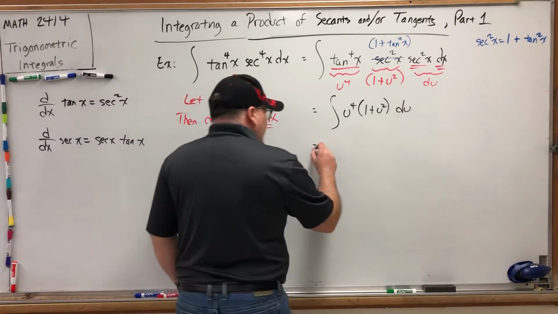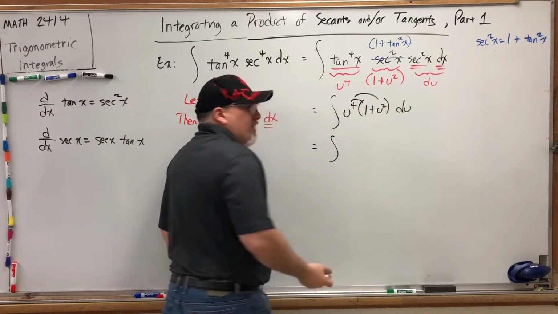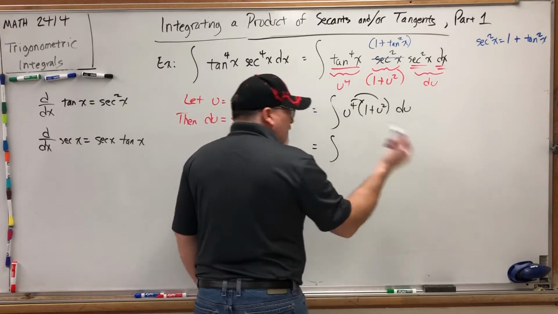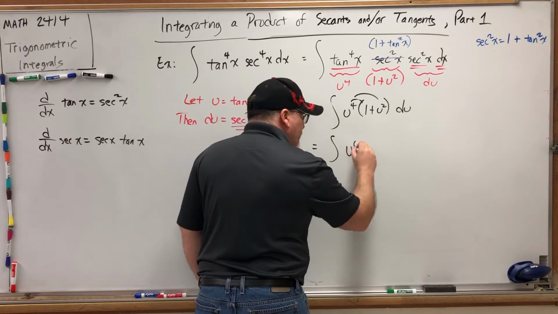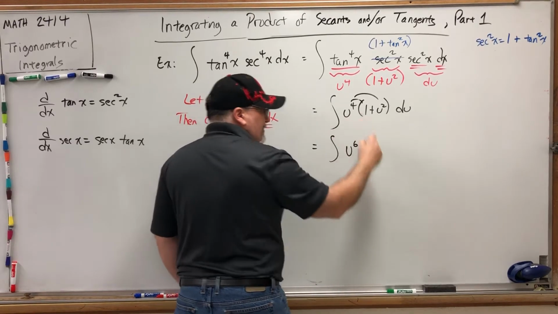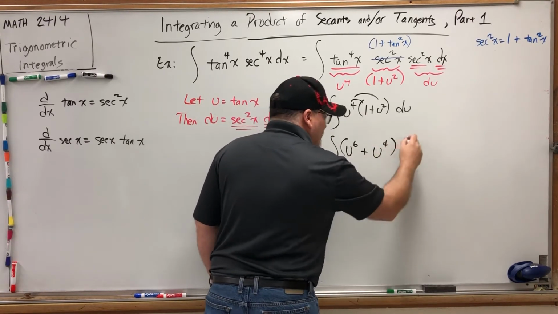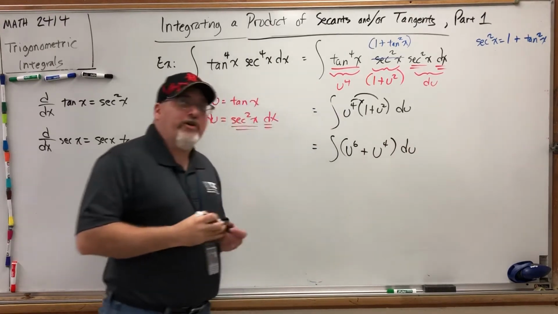This is easy. I just have to distribute the u to the 4th to both halves of the addition problem. And I'm going to put it in highest to lowest power. U to the 4th times u to the 2nd is u to the 6th, plus u to the 4th times 1 is u to the 4th. That gets rid of the product, and now we can just integrate it term by term.